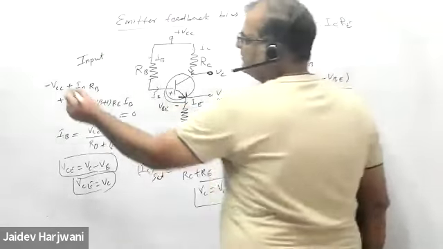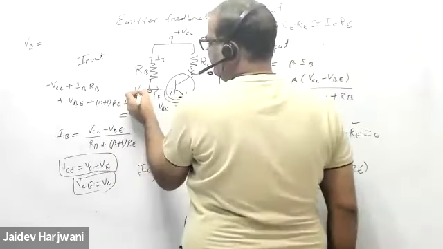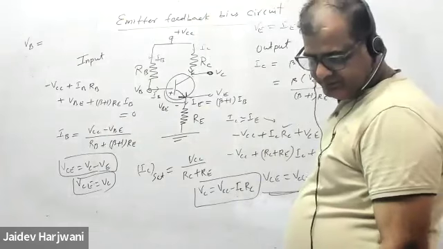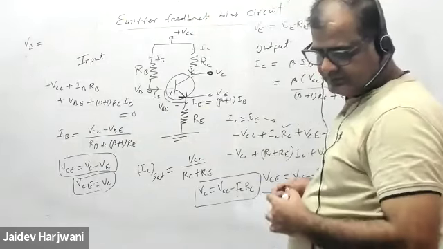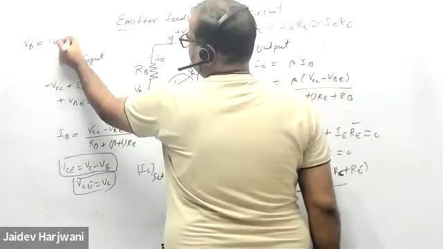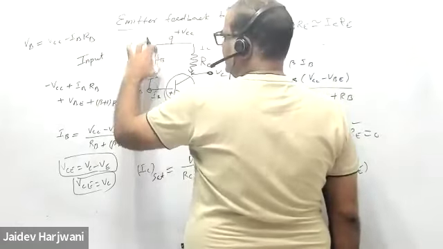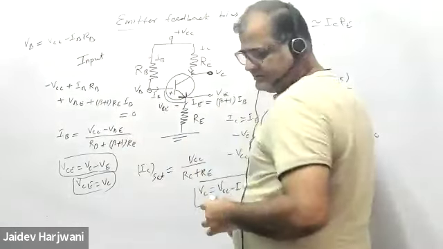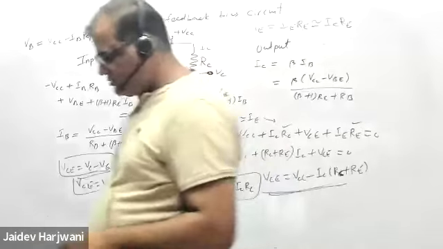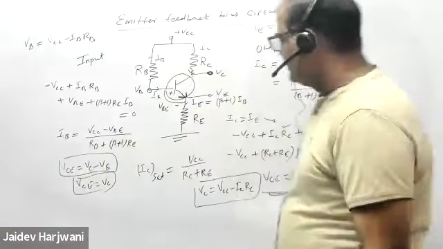If I want to find VB, how to write VB? Tell me. Potential at base. What is VB? Sir, VCC minus RB, IB. Yes, VCC minus IB, RB. ये potential drop here, remaining comes here. So these small things you should know, otherwise you will make mistakes in the exam.